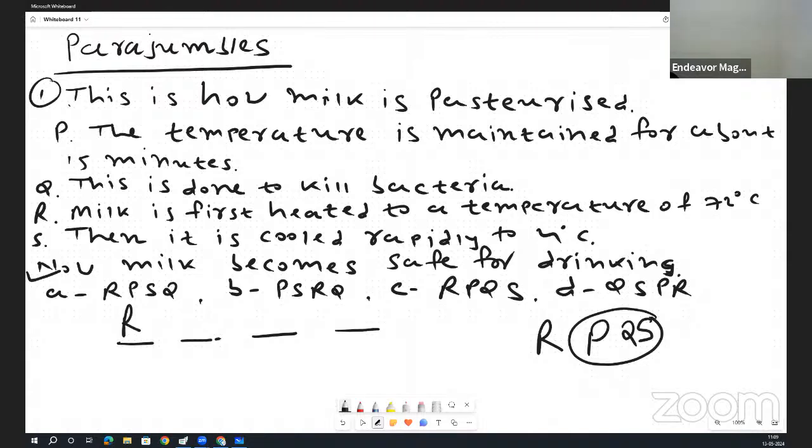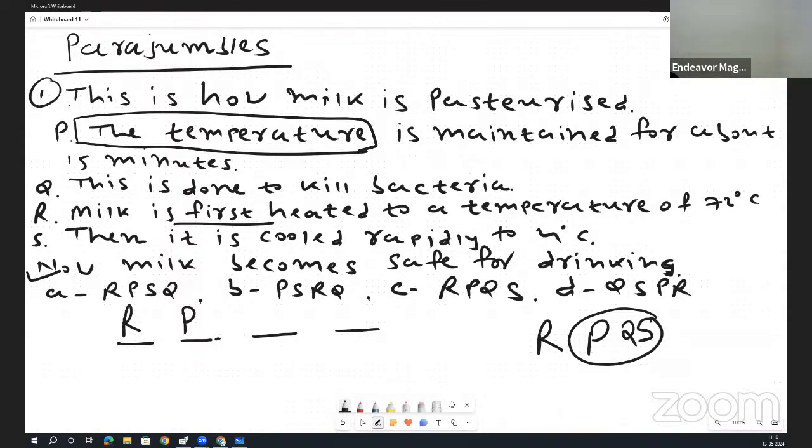R: milk is first, students. This is how milk is pasteurized. Now milk becomes safe for drinking. So this milk has to undergo various processes in order to be safe for drinking. And what are these processes, students? So first, milk is first heated to a temperature of 72 degrees. Then, students, P: the temperature is maintained for about 15 minutes. The temperature, which temperature? The specific temperature of 72 degrees that has been used.